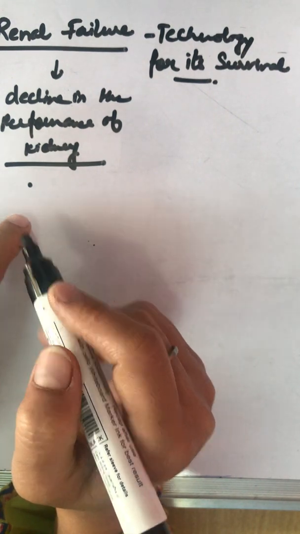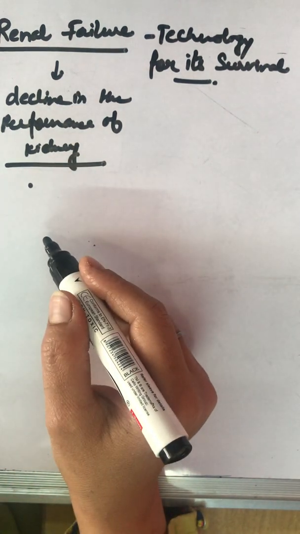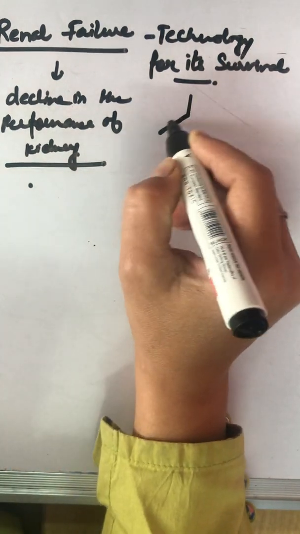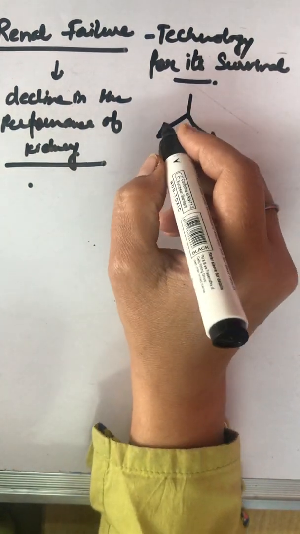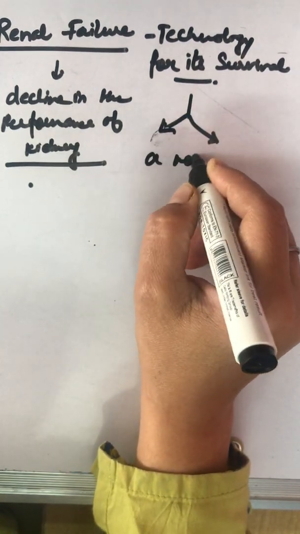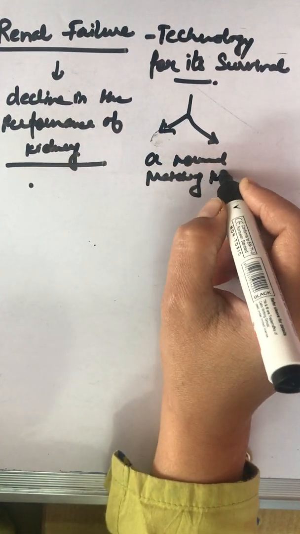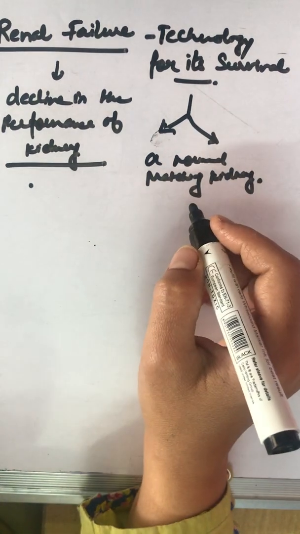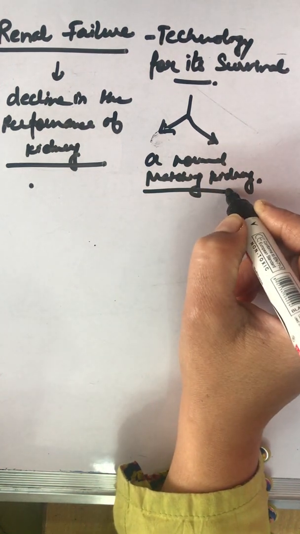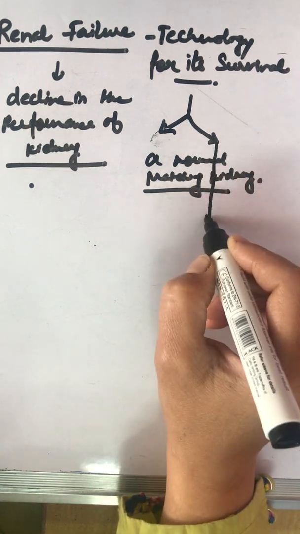So we have to build up a mechanism that is going to help a person from this kind of kidney failure. See, there are two alternatives. One is either we can look for a normal matching kidney. From where do we get that matching kidney? From a healthy person, whosoever can donate. Second is an artificial kidney.